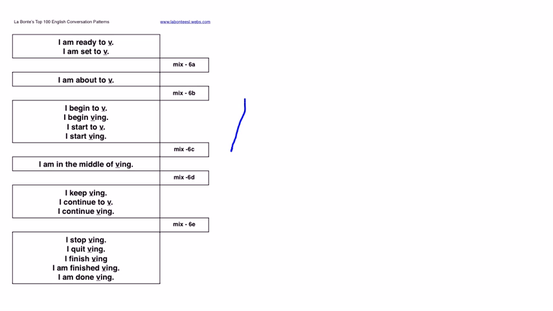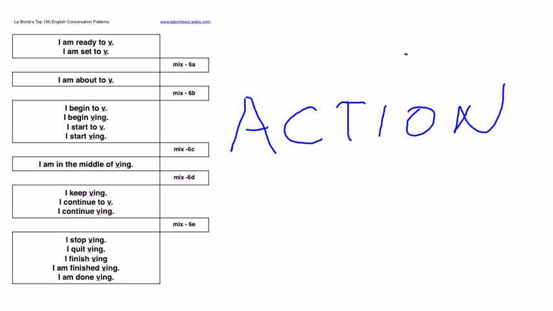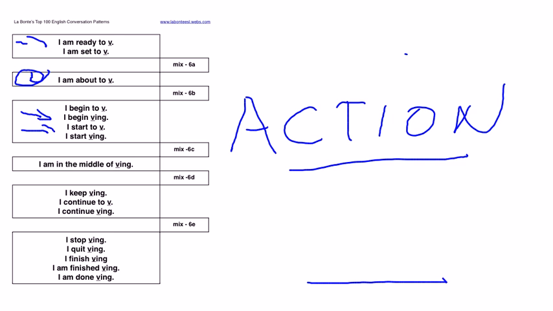These patterns all refer to action, from the beginning to the end. As you can see, we begin with I'm ready to do something. I'm about to do something right at the beginning of your action. Whether you begin to or you start to do something, you're in the middle of doing something, you keep doing something, and at the end when you quit.